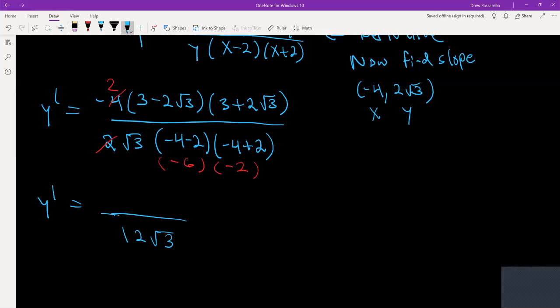Again, I just did negative 4 minus 2, that's negative 6. Negative 4 plus 2, that's going to be negative 2. Negative 6 times negative 2 is positive 12. And I still have the square root of 3. So it's 12 square root of 3. And I have negative 2. And then times 3 minus 2 square root of 3. And then 3 plus 2 square root of 3.